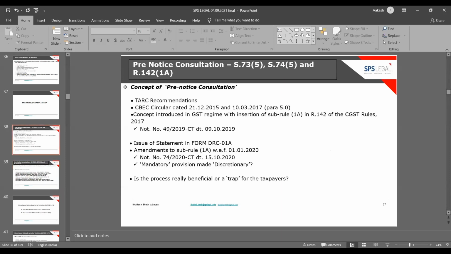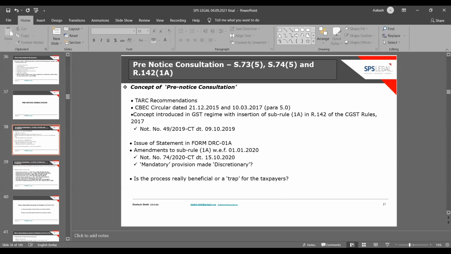If one were to see that in pre-notice consultation, what happens is a communication will be sent to the party having more or less all the ingredients of a show cause notice, that this is what the proposed allegations of the department, and this is what the department proposes to do and raise the demand for an X amount. However, you are hereby given an opportunity through this pre-notice consultation to come forward and give your views.